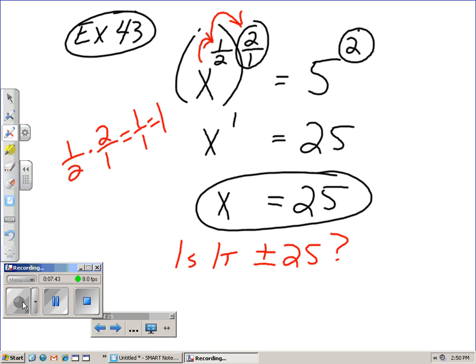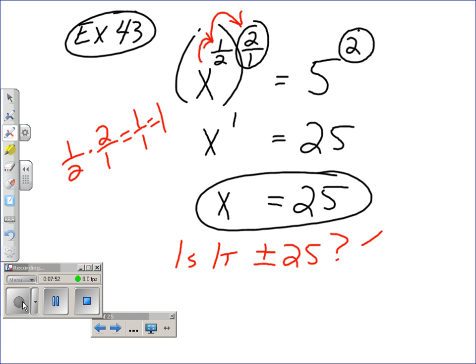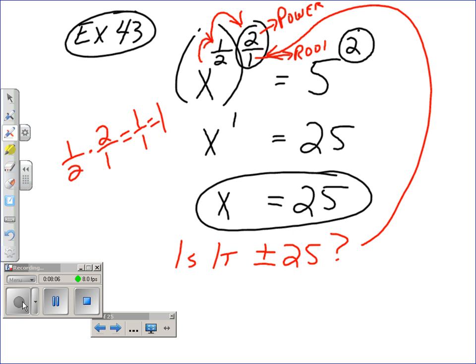Okay, a question we have to ask ourselves is, is our answer a plus or minus 25? Is it just 25 or is it a plus or minus 25? Well, we have to go back to the problem and see what root we took. Remember, this number here on top, that's the power you're raising it to. And the number on bottom is the root you're taking. So we're raising it to the 2nd power and essentially taking the first root. Well, since the root is an odd number, we're only going to have one answer. And so our answer is just the number 25. It's not going to have 2 answers because we didn't have an even root.